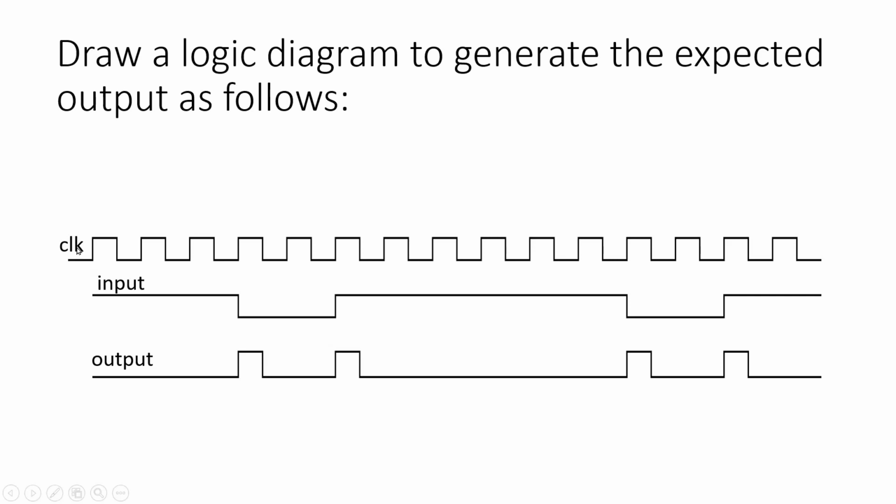So this is the clock signal, this is the input, and this is the expected output. Expected output is nothing but pulse signals whenever there is a toggling in the input data, as I mentioned earlier. So here input goes from 1 to 0, so I should get 1 pulse in the output signal. When the input goes from 0 to 1, we should get 1 pulse. Similarly, when the input goes from 1 to 0, we should get 1 pulse. When input goes from 0 to 1, we should get 1 pulse.